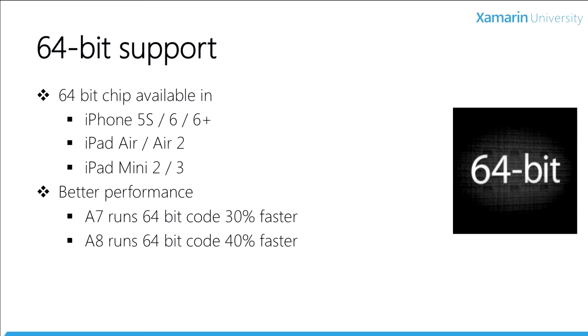Second, the Unified API provides access to the new 64-bit APIs on iOS. The iPhone 5S and above, the iPad Air and above, and the iPad Mini and above are all equipped with either an Apple A7 or Apple A8 64-bit processor. By switching our code to use the 64-bit APIs, we can achieve tangible speed benefits. According to a recent Ars Technica article, the Apple A7 chip can run 64-bit code up to 30% faster than the same 32-bit code. The A8 chip can be up to 40% faster.